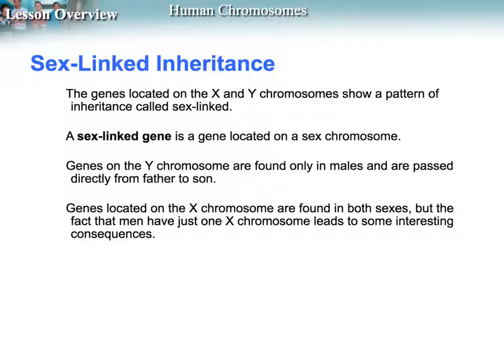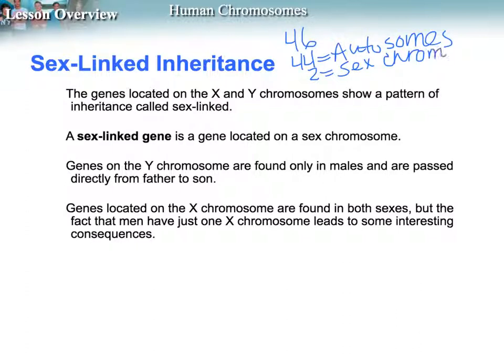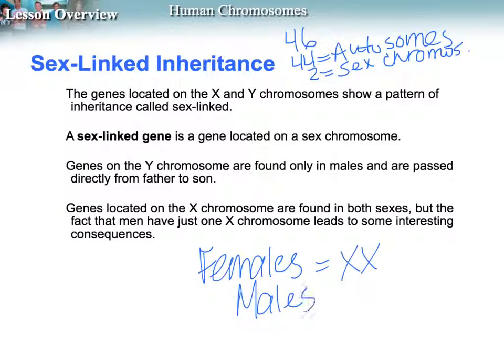Now, just to remind you, we have 46 total chromosomes in a diploid cell. 44 of them are called autosomes, and the other 2 are called sex chromosomes. And again, this is where females have XX and males have XY. And so all we're talking about are the genes that are going to be found on these particular chromosomes.